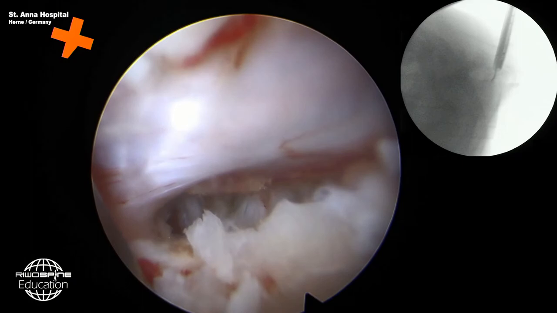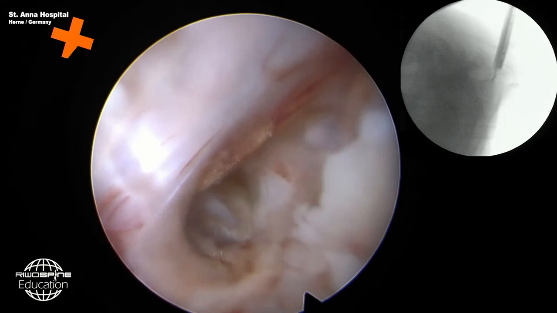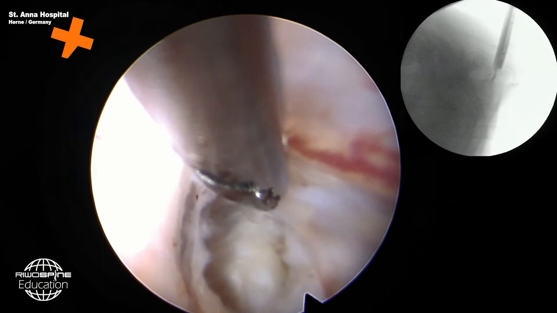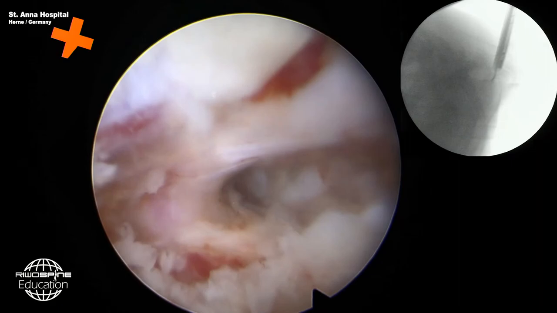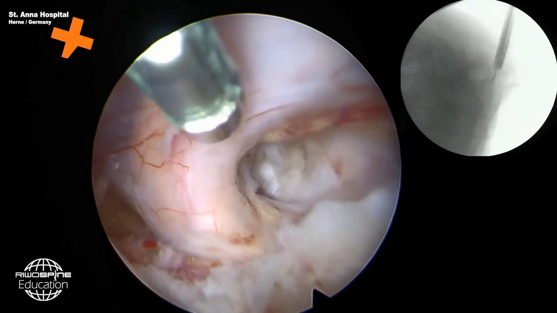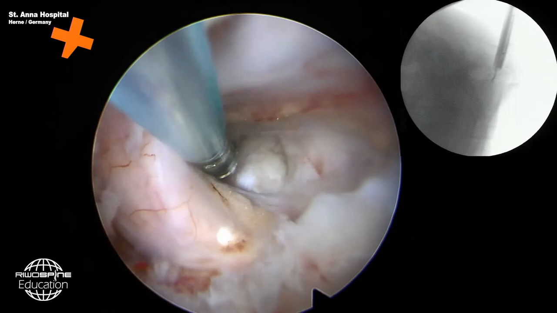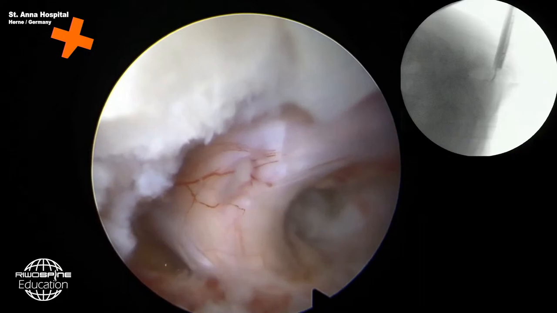Okay, dann brauche ich noch einmal einen kleinen Rongeur. Und einmal elektrisch. So just for the anatomy, C7 nerve on the right side, shoulder portion, axillary portion. Here was the herniated material. Here we are going to the cranial aspect, beginning of the C6 nerve here. And that's the situation after decompression.